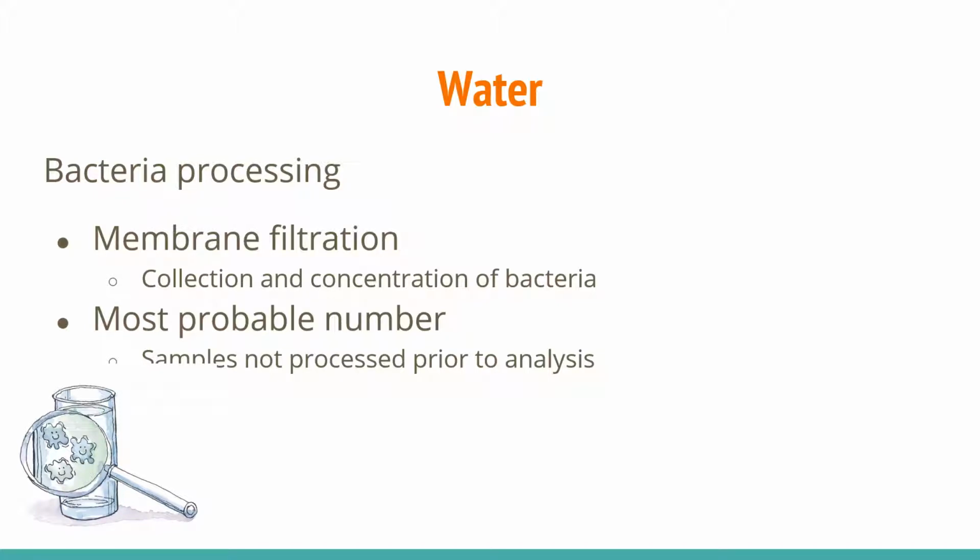When processing water samples for bacteria, there are two processes commonly used. Membrane filtration, which involves the collection and concentration of bacteria via filtration, and most probable number, where the samples are not processed prior to being analyzed.